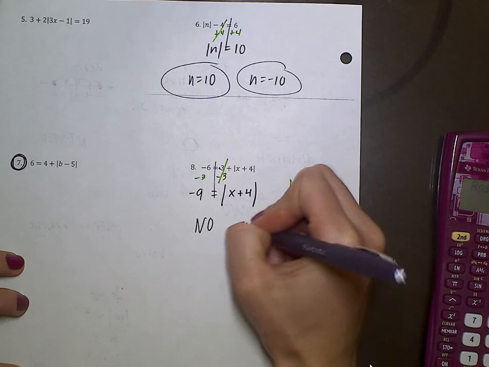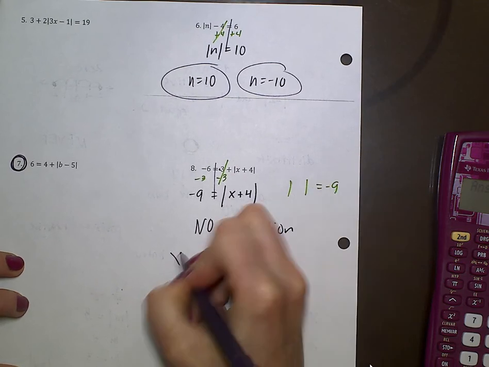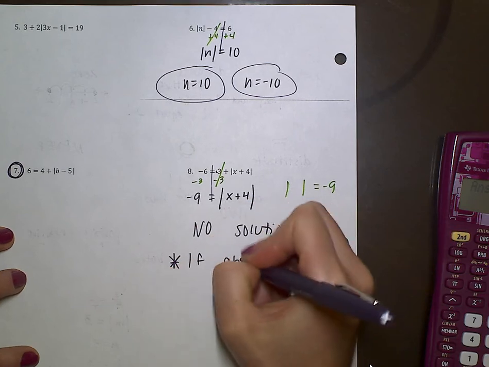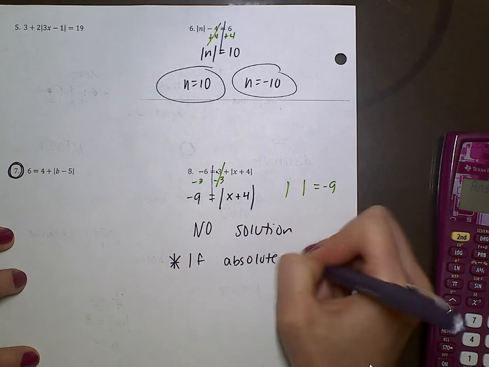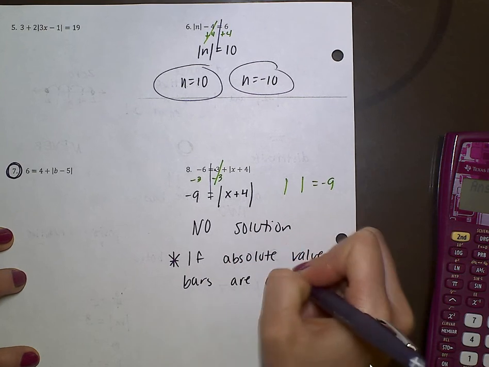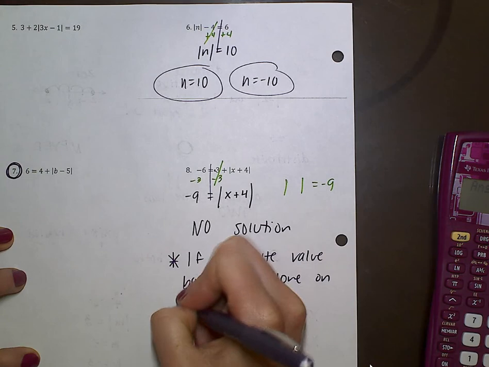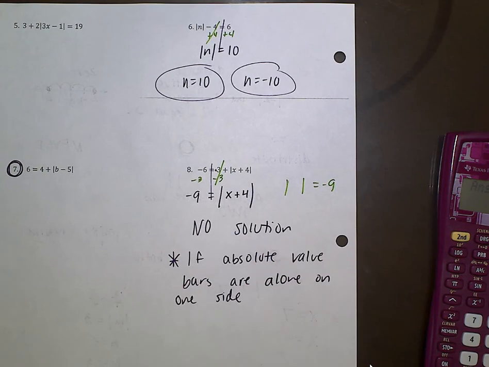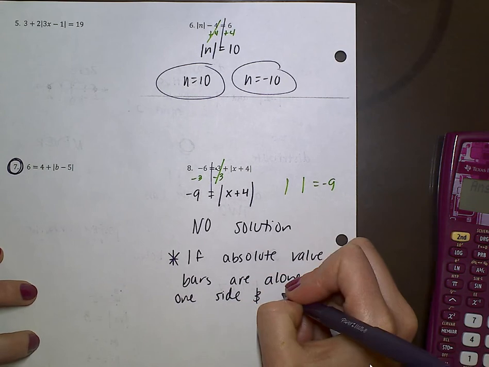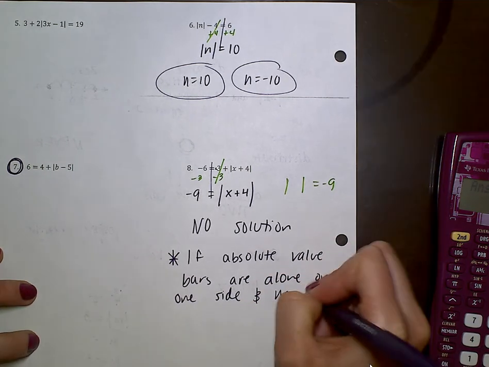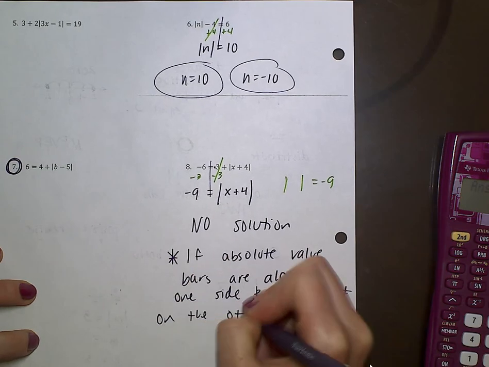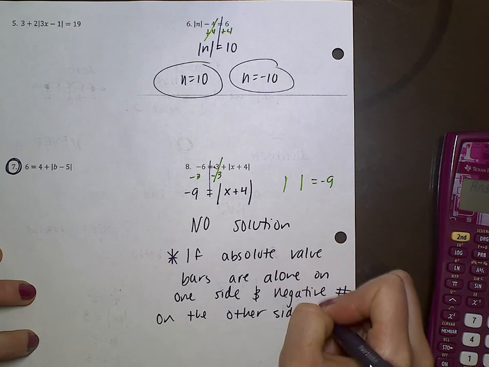And I want you to write a note here to recognize no solution, you guys. If the absolute value bars are alone on one side, so like everything on one side is sitting within those bars, and there's a negative number on the other side, it's always no solution.